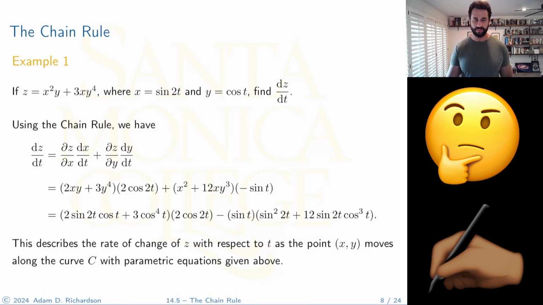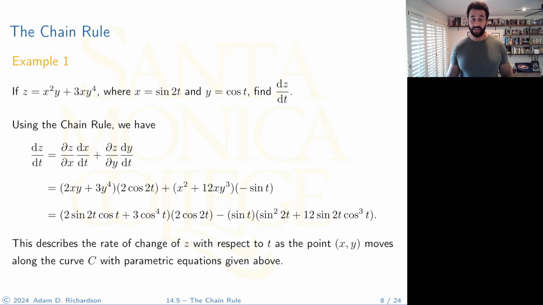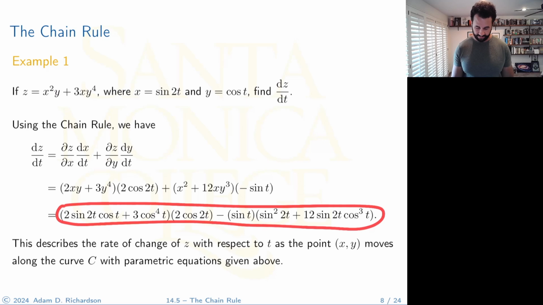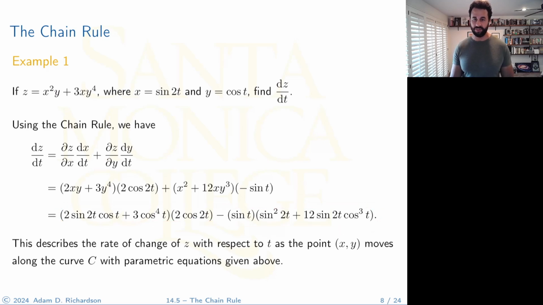Right, here we go. All right, using the chain rule, we know that this is the formula here. Partial z partial x times dx/dt plus partial z partial y times dy/dt. We can compute all of these partials and all of these single derivatives just using the good old differentiation rules, and we get this. This is partial z partial x, dx/dt, partial z partial y, dy/dt. Multiply together, combine like terms a little bit, and then you get this mess right here. So that is the change in z with respect to t.